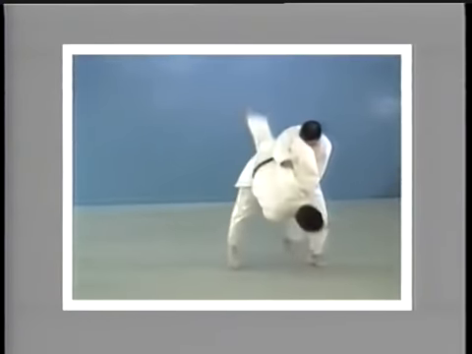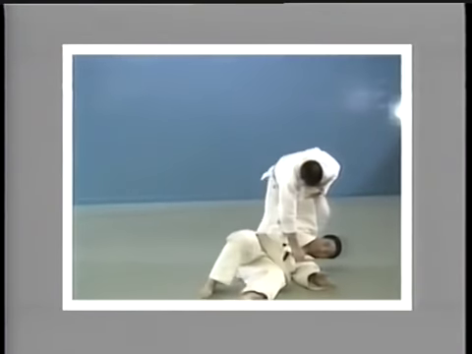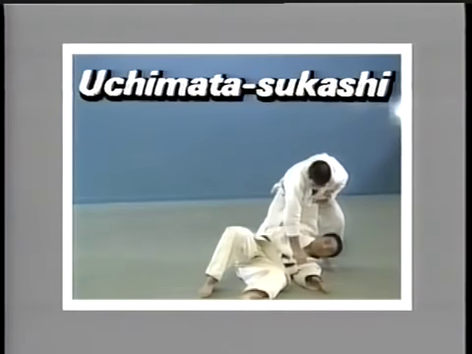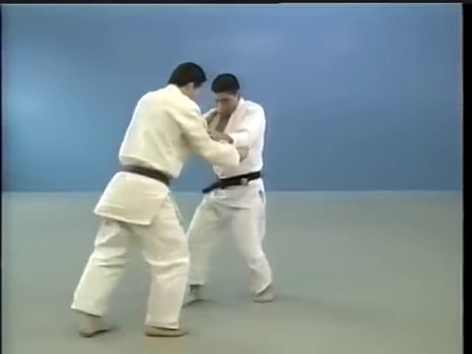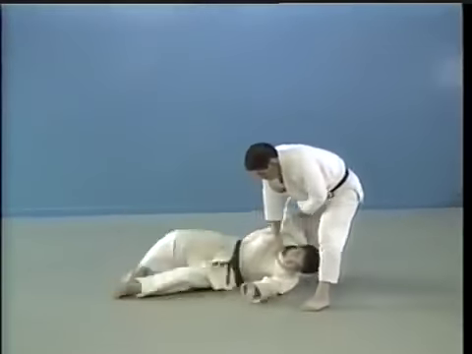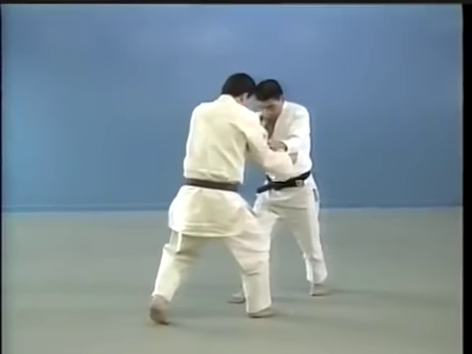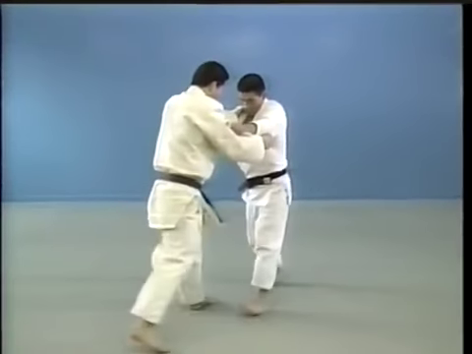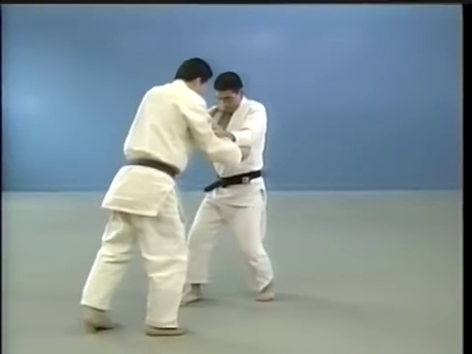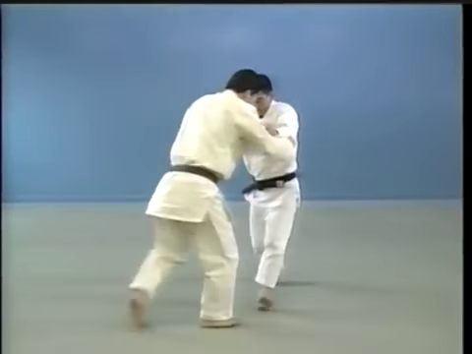Uchimata sukashi. When your opponent attacks with uchimata, you move your right foot back, turn and twist. The opponent, losing his target, will only hit empty air and fall, drawing a large arc as he does so.